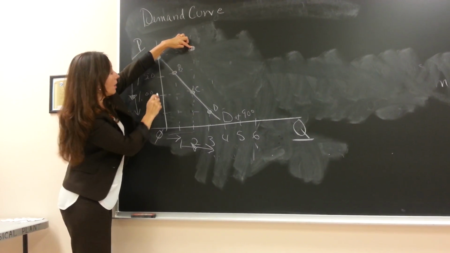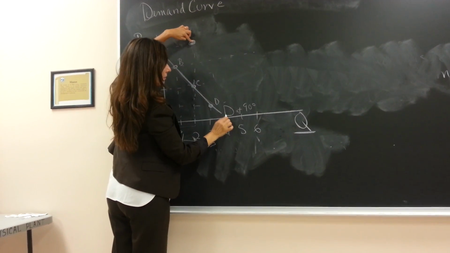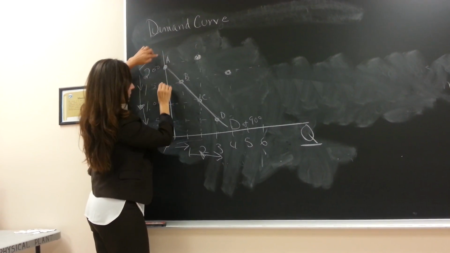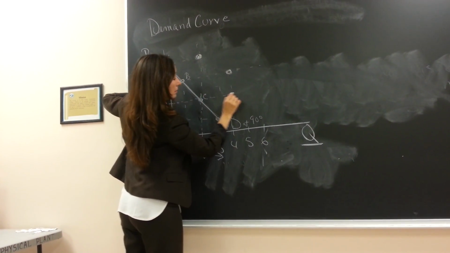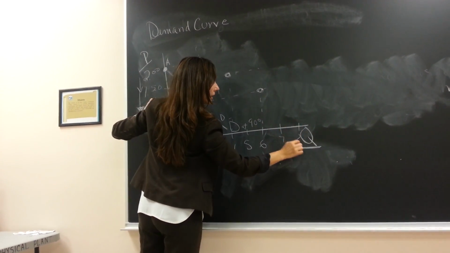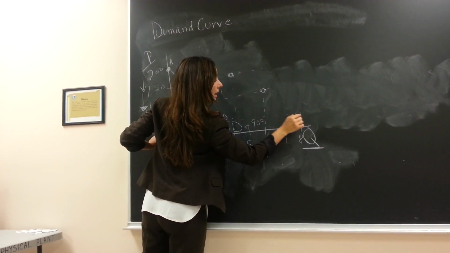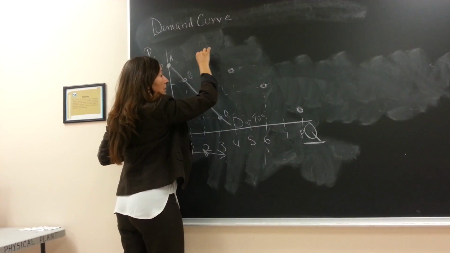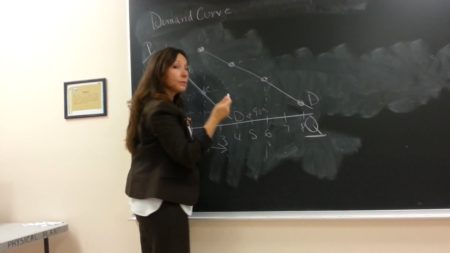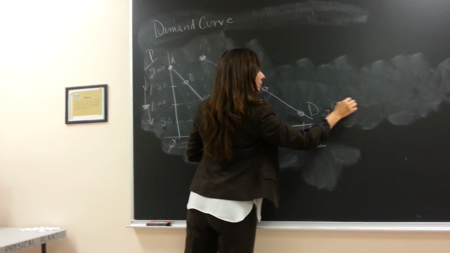Okay. When I drop the price to $1.50, I want 4 ice cream cones. When I drop the price to $1, I want 6 ice cream cones. There's 7 and 8. And at 50 cents, I want 8 ice cream cones. So if I connect the dots here, this is a new demand curve at 120 degrees outside.